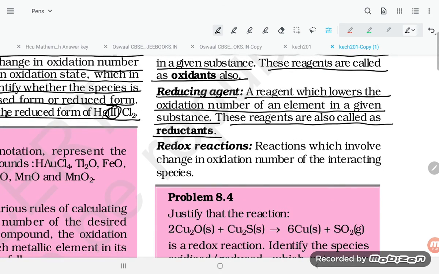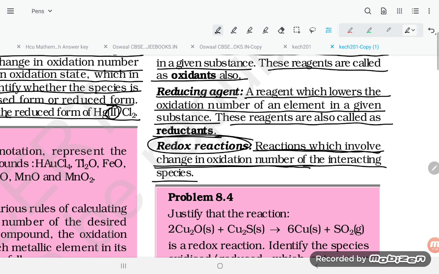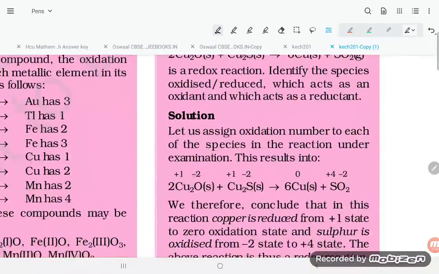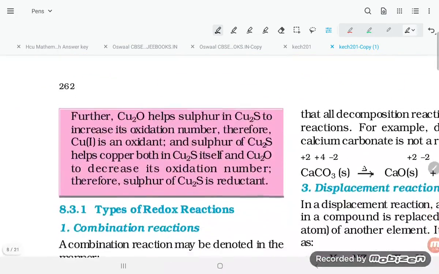A redox reaction is a reaction which involves change in oxidation number of the interacting species. A reaction in which there is a change in oxidation number of interacting species is a redox reaction.